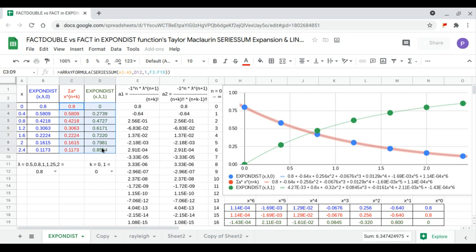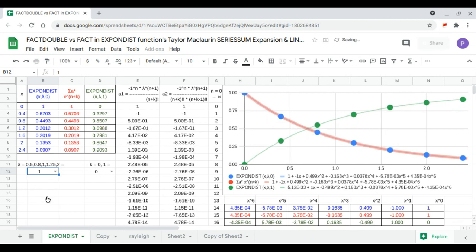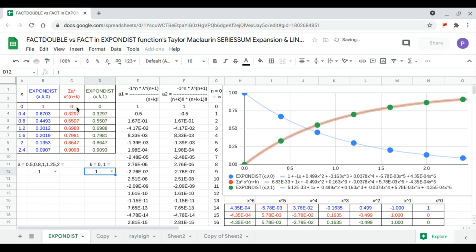The dataset remains unchanged. They're the same. Their polynomial regression coefficients are the same. We can increase that to 1. So the expansion approximates the probability density function. Toggle it to k equals 1. The expansion approximates the cumulative distribution function.